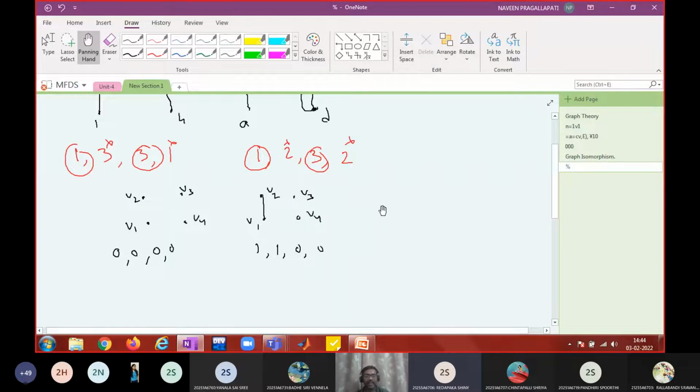Similarly, you can draw one more graph with a different degree sequence. When there is a different degree sequence, definitely those two are not isomorphic. Is that okay? So try to draw all non-isomorphic graphs with 4 vertices. Did you copy?